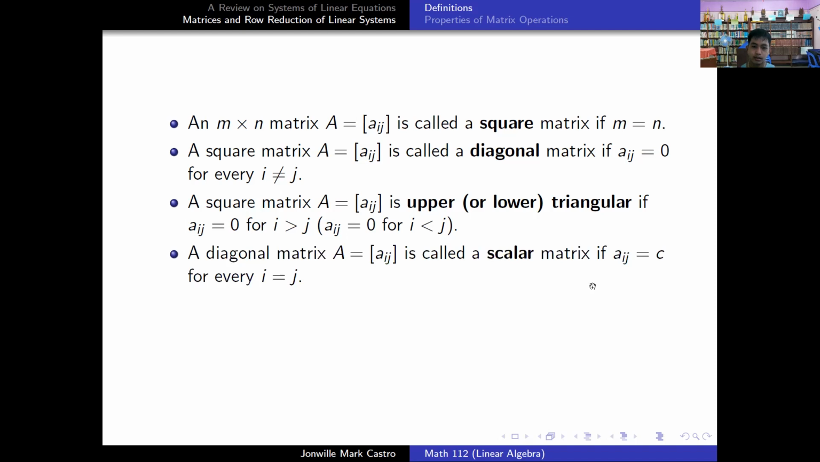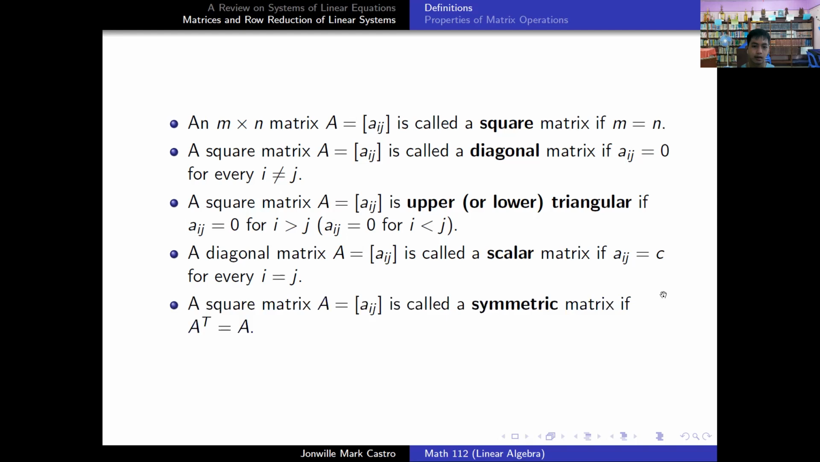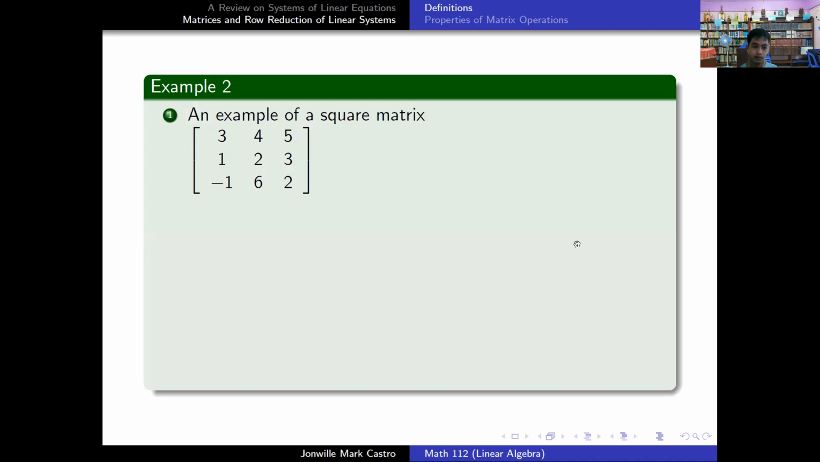A diagonal matrix A is called a scalar matrix if A sub ij equals c for every i equals j. So, scalar matrix siya. Pag diagonal matrix siya na same lahat ng entries nung nasa diagonal. A square matrix is called a symmetric matrix if the transpose of A is equal to A. So, for example, this is a square matrix since we have 3 rows and 3 columns. The number of rows equals the number of columns.